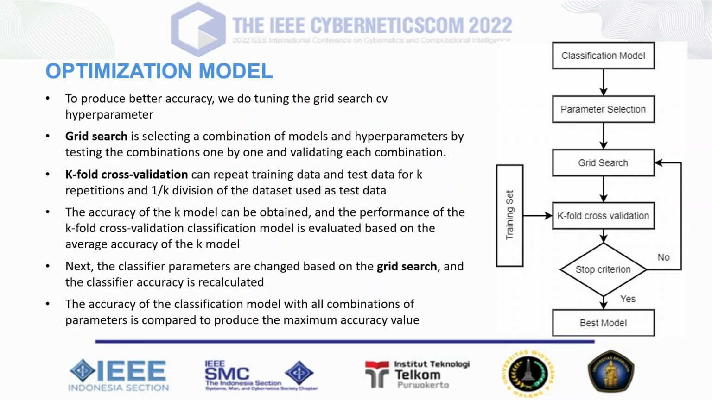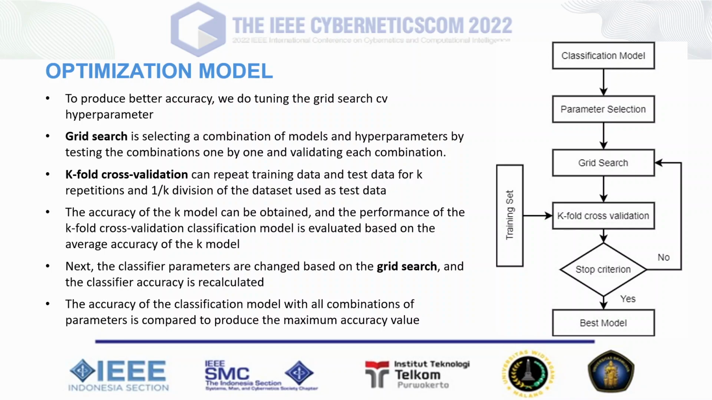Optimization model. To produce better accuracy, we do tuning of the hyperparameters with grid search cross-validation. Grid search selects a combination of models and hyperparameters by testing the combinations one by one and validating each combination. K-fold cross-validation rebuilds training data and test data for k repetitions, with 1/k of the dataset used as test data. The accuracy of the k models can be obtained, and the performance of the k-fold cross-validation classification model is evaluated based on the average accuracy of the k models.